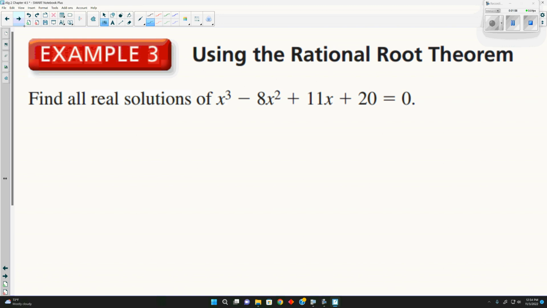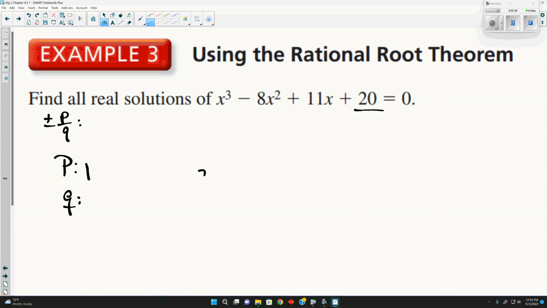So what we want to do for this first one is find the possible rational zeros. So our plus or minus p over q, where p is the factors of the constant term and q is the factors of the leading coefficient. The constant term in this case is what? 20. The constant term is the number without a variable. So we're finding the factors of 20.